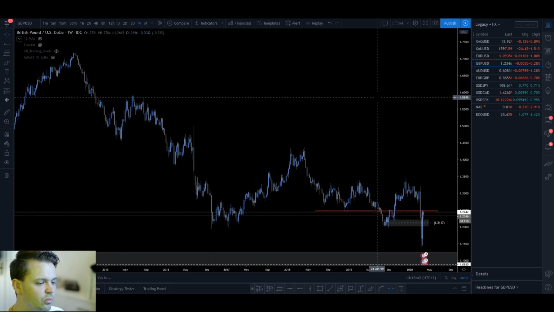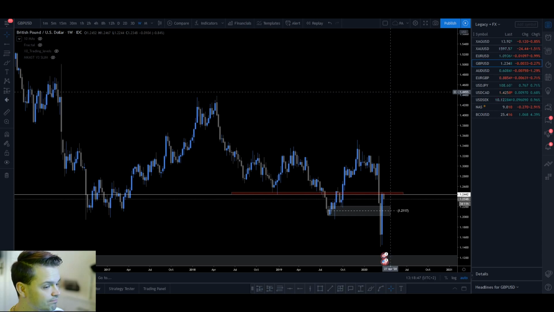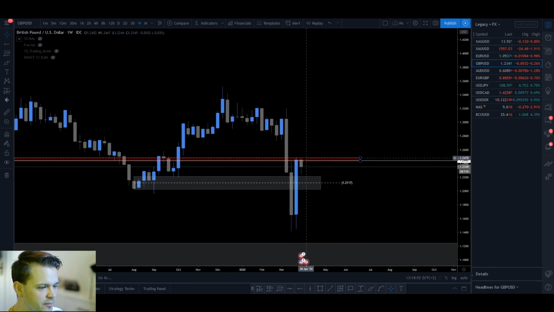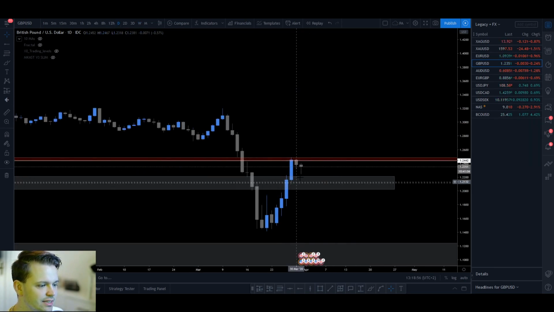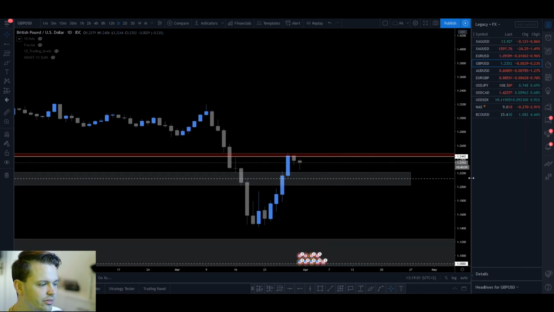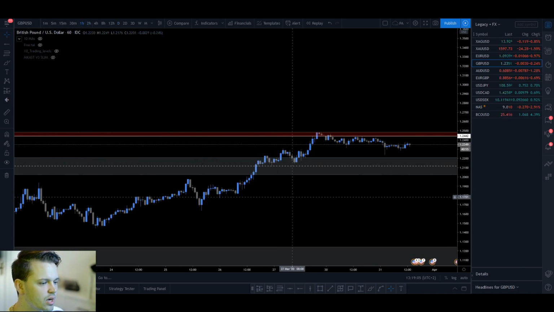What are we seeing? All right, so crazy action, crazy volatility. So we got a reaction here as expected. So let's see if we could have shorted this area. Let's go down to the lower time frames, the 1 hour.